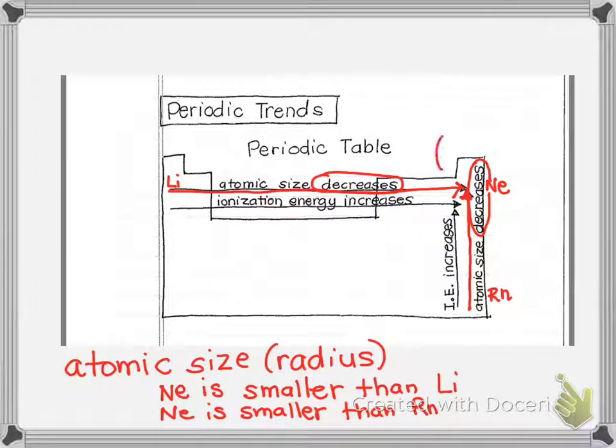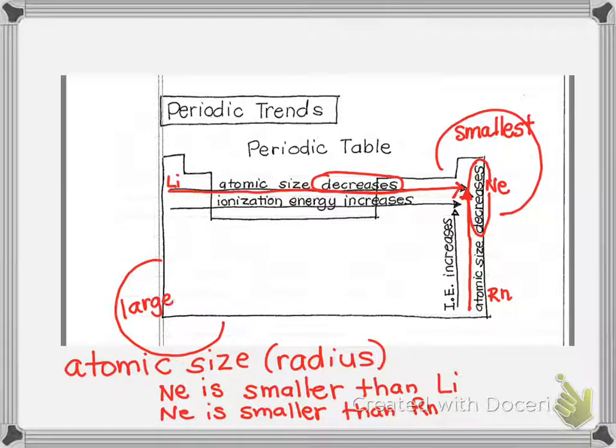So in general, we have the smallest atoms up here. And in the opposite corner, down here at the bottom, these are going to be the largest atoms. Another way to think of it: the metals are on the left-hand side and the non-metals are on the right-hand side. So in general, metallic atoms are larger than non-metallic atoms.